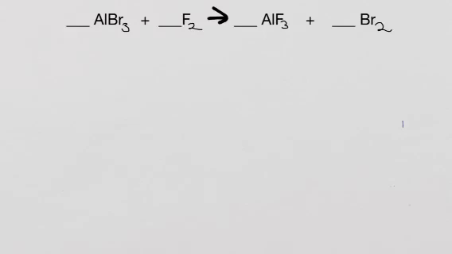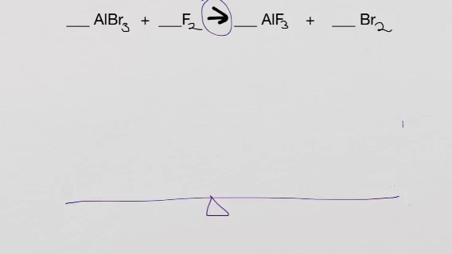The best way to do this seems to be, and the way that we're going to do it, is to think of it as a teeter-totter and you're trying to get it to balance out. So the arrow up here is your fulcrum, the balancing point of your teeter-totter. Everything on the left has to balance with everything on the right.